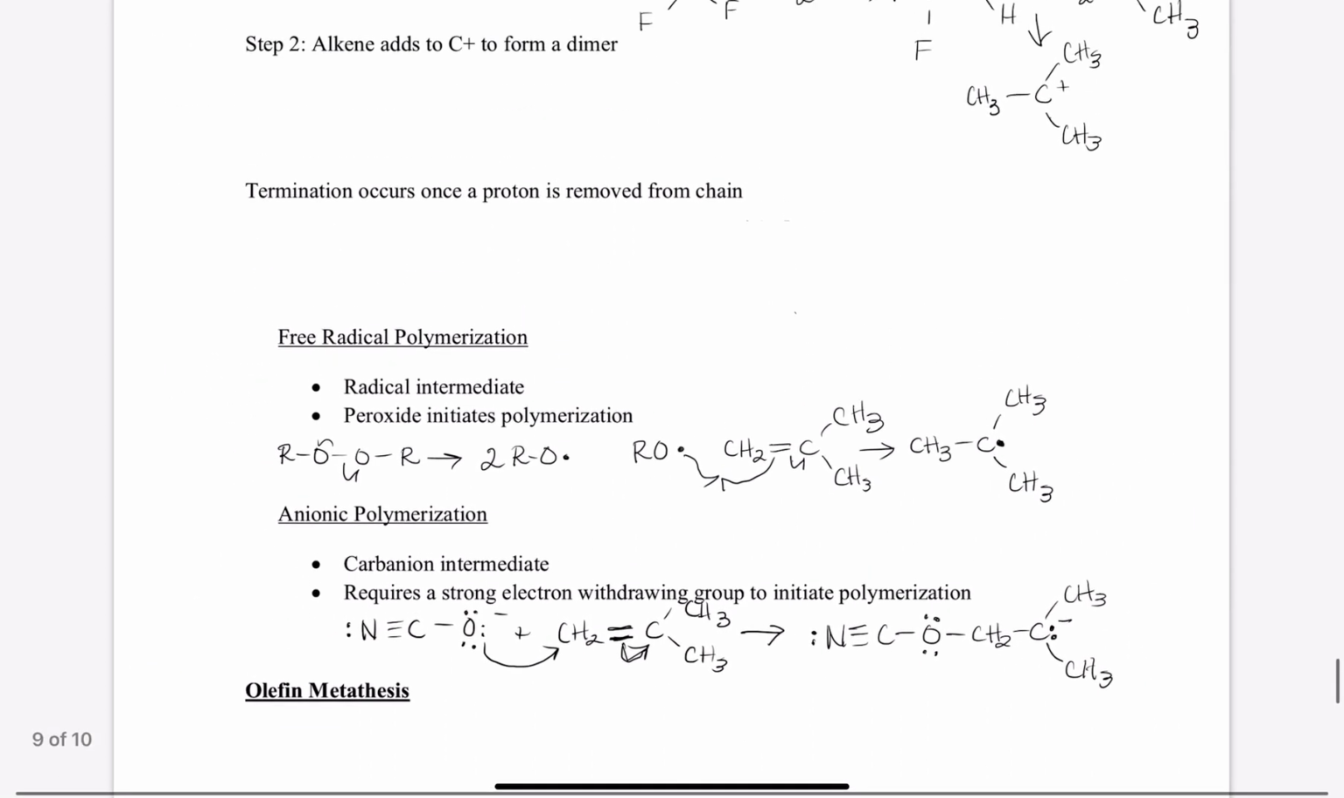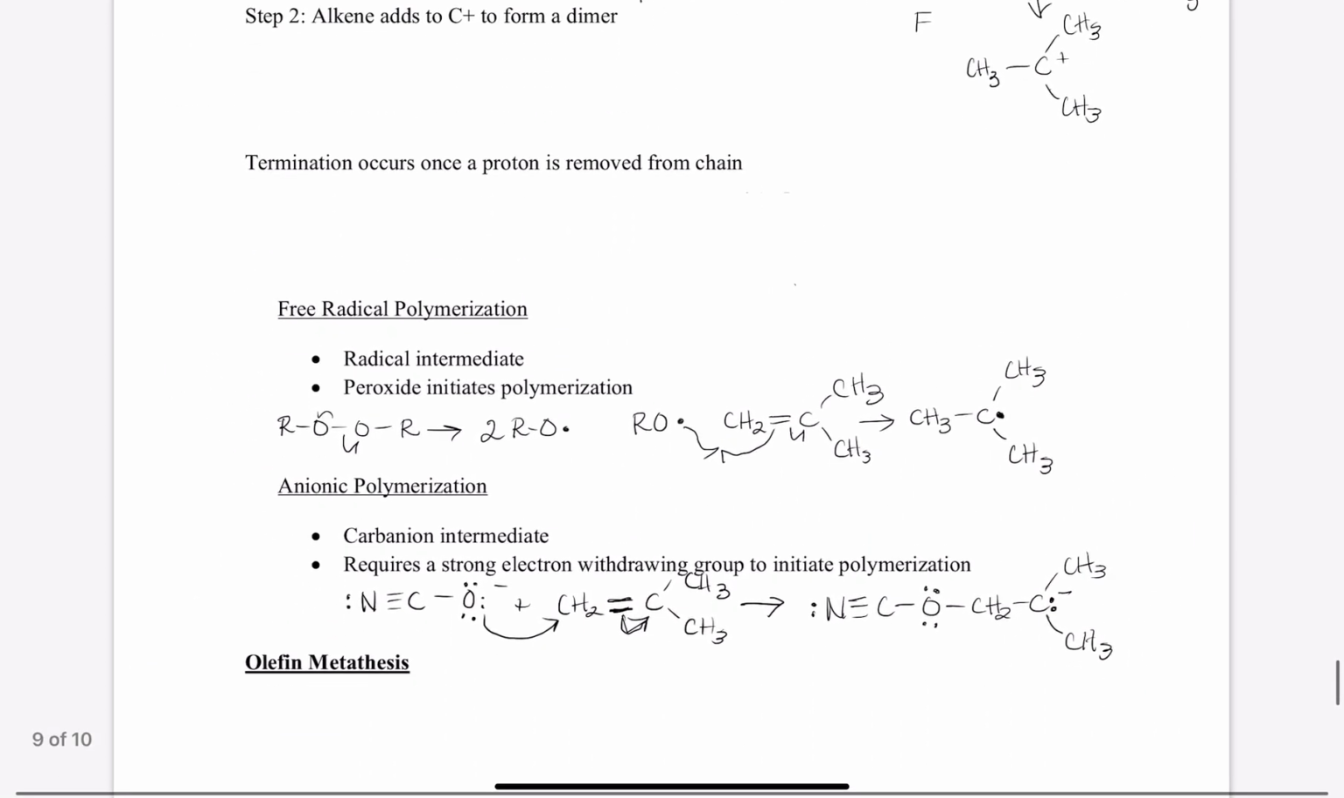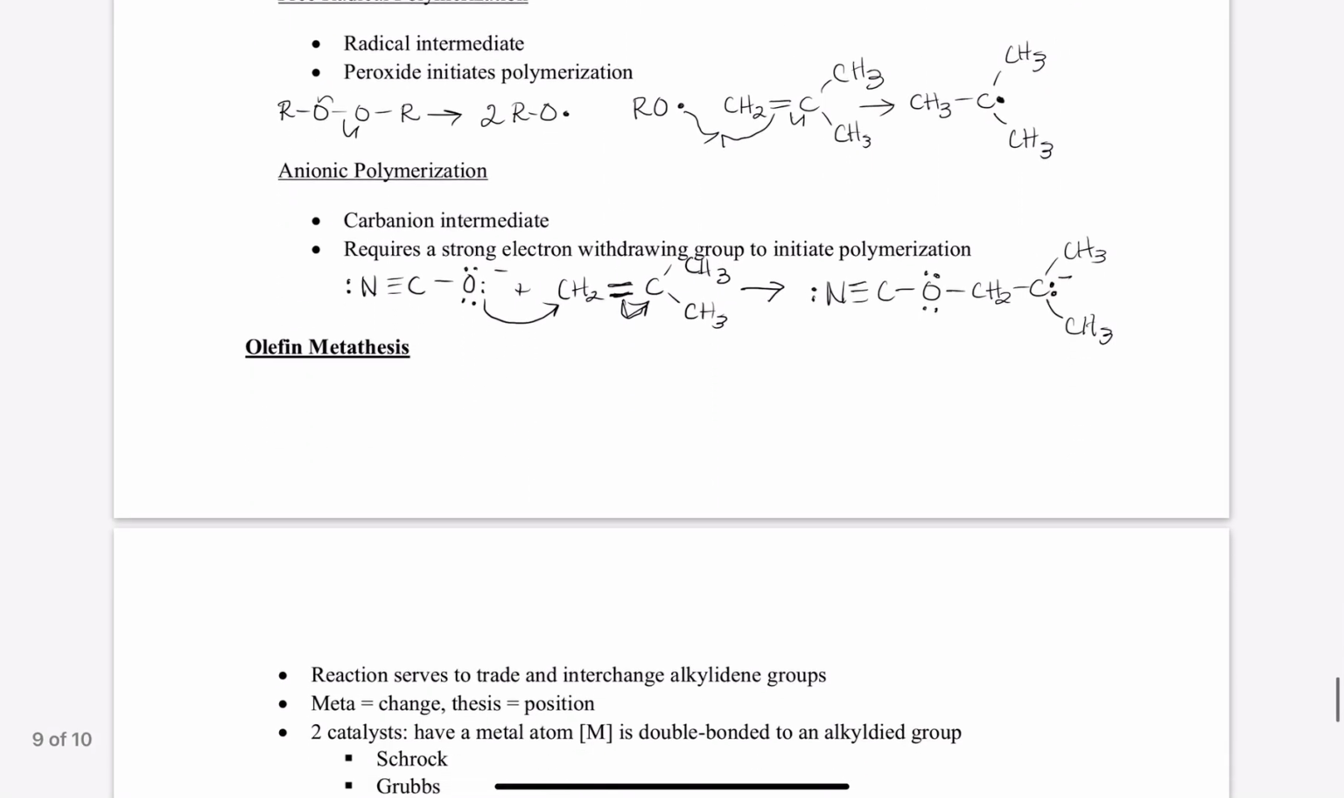So that's polymerization. Remember the three methods: cationic, generating a carbocation intermediate, and it utilizes reagents like sulfuric acid and boron trifluoride. Free radical polymerization requires a peroxide, and it has an alkyl radical intermediate. Anionic polymerization is rare, but it has a carbanion intermediate, and it requires a strong electron withdrawing group to initiate the polymerization reaction.